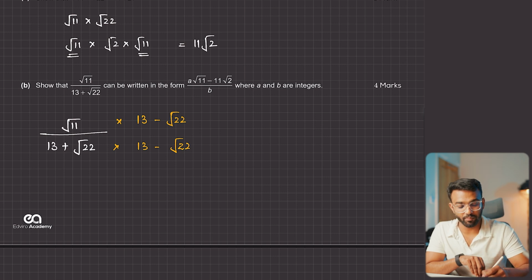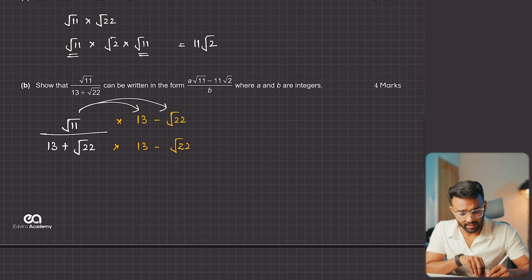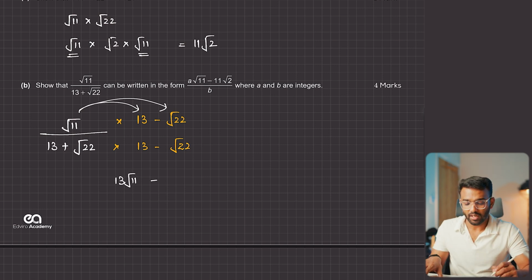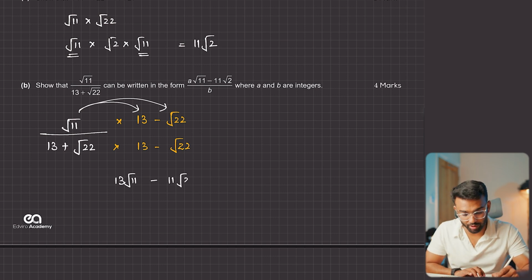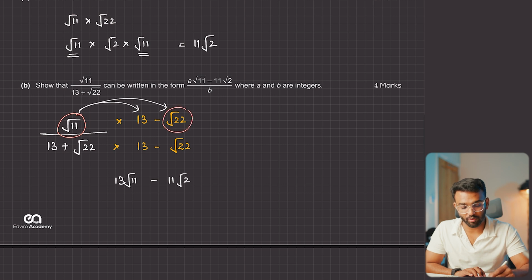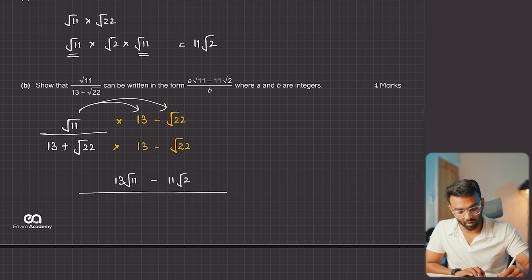So on the numerator, we're just multiplying this out. So this will be 13 root of 11 minus, we already worked that out, 11 root 2, because we had square root of 11 times square root of 22, getting to that value over there, right? Okay, so that's the top part.